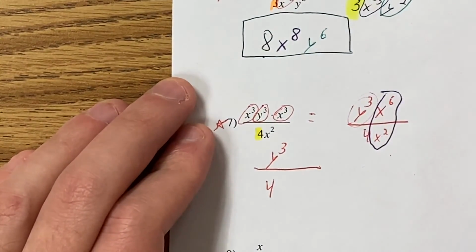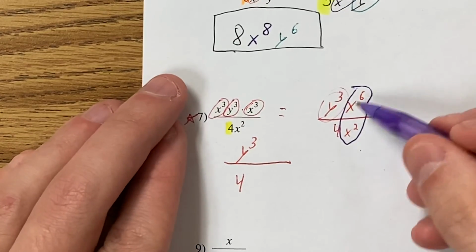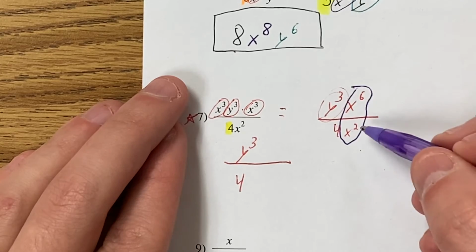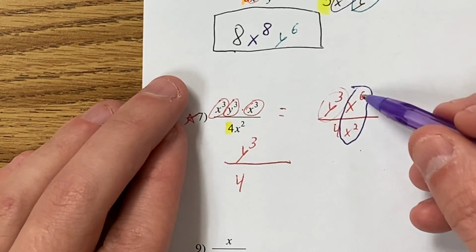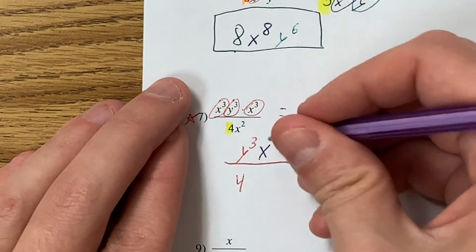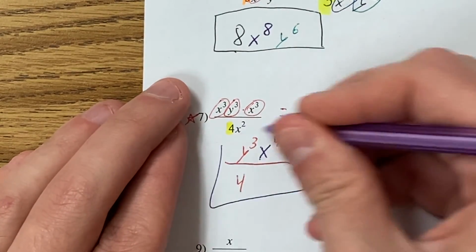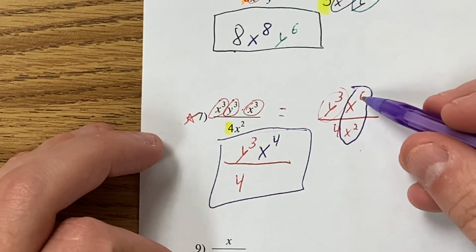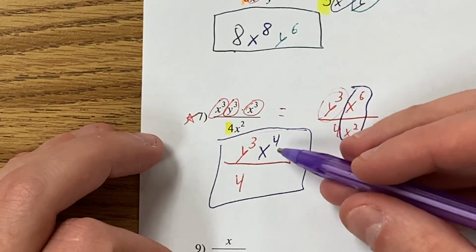But the x's can simplify. X to the 6th over x squared. 6 is bigger than 2, so it'll be up top. And then 6 minus 2 is 4. All right, 6 minus 2 is 4. Positive, so it's up there.